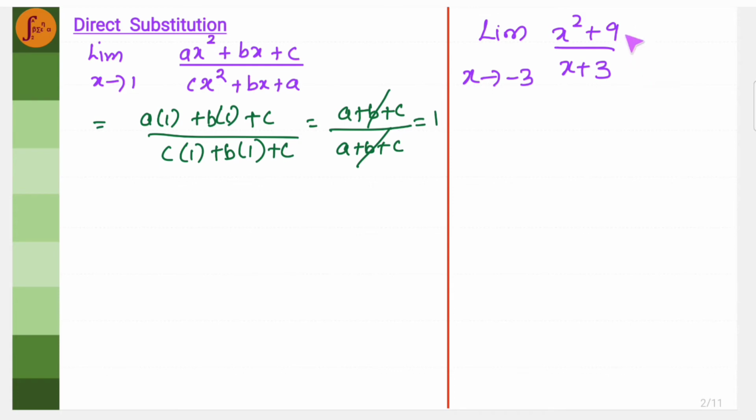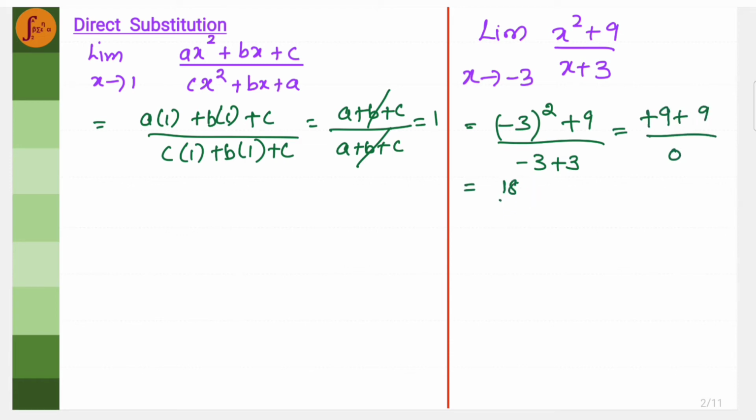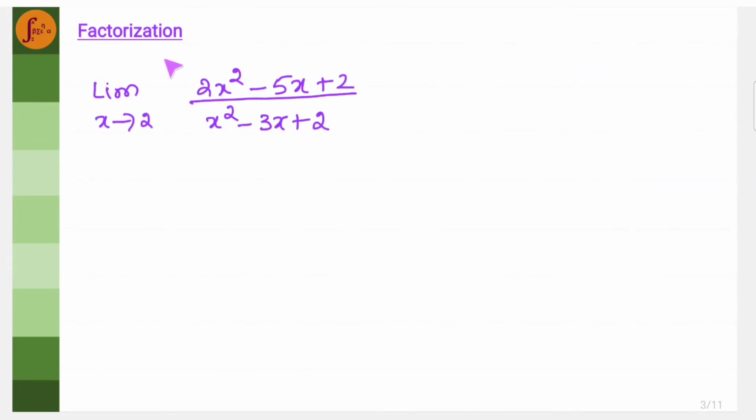Let's take another example. Here, in this case, we can again do direct substitution. What do we get? We'll get minus 3 the whole square plus 9 by minus 3 plus 3. Now, what are we going to get? We are going to get 18 by 0. 18 by 0 is infinity. Getting 18 by 0 is valid. Getting 0 by 0 is not valid. So whenever we get 0 by 0, we will have to identify a different method of simplifying the function, then finding the limit. So let's take an example on factorization method.